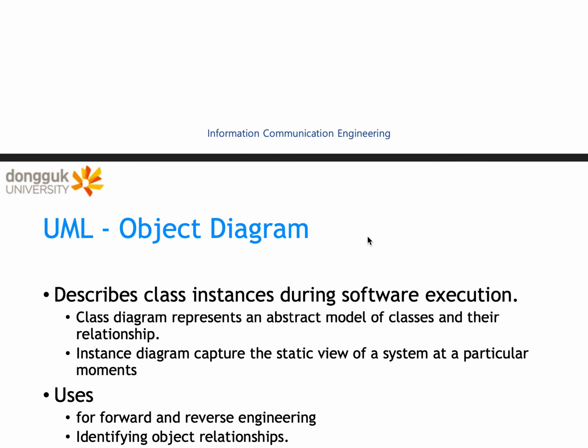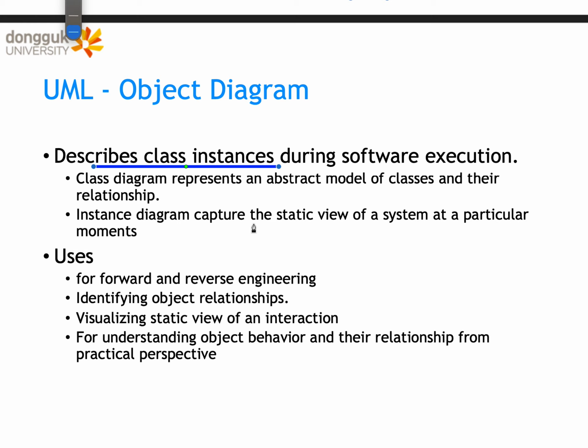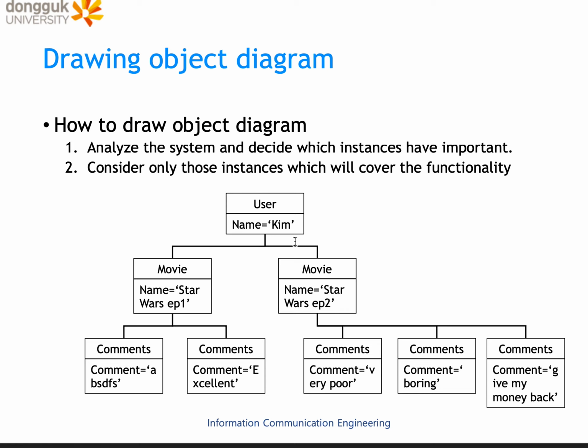The second static diagram is the object diagram. It describes class instances used during software execution. A class diagram represents an abstract model of classes and their relationships. An instance diagram captures the static view of the system at a particular moment. So here is an example.